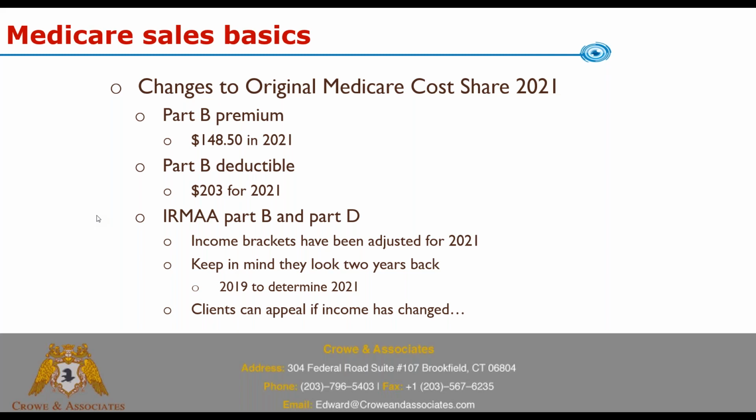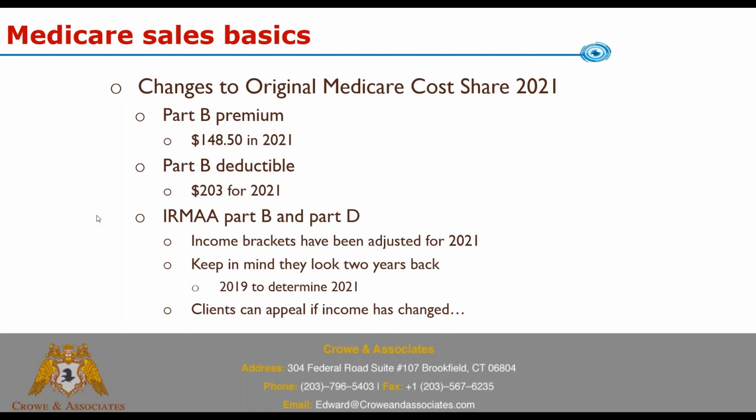Okay, obviously the Medicare cost share changed for 2021. The standard Part B premium now is $148.50 a month. The deductible for Part B is $203. It's a one-time annual deductible. We're going to go over, I mentioned IRMAA before. That's the extra amount you'd pay for Part B and D. The income brackets are adjusted every year. We're going to go over those, and keep in mind when they look at IRMAA, it's based on what you made 2 years previously.